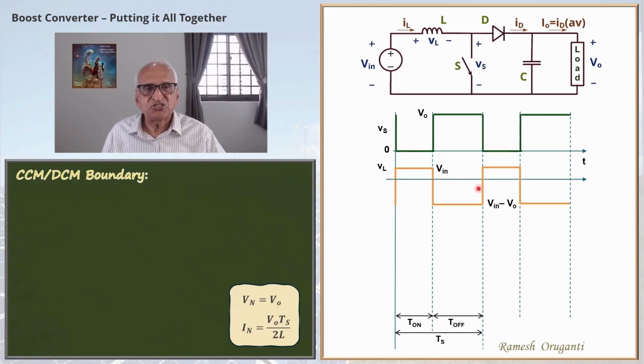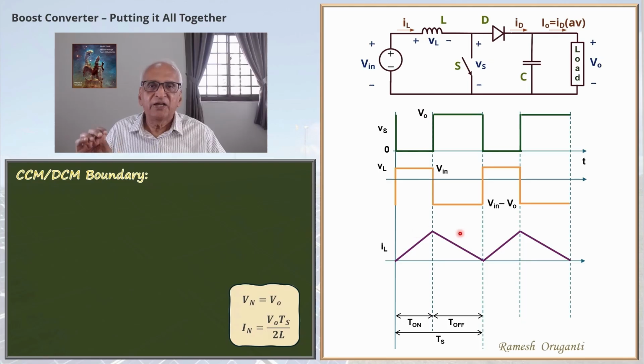IL waveform is as shown. Notice that the wave shape remains the same as in the CCM case. Delta IL is the same. The inductor current returns to 0 at the end of the cycle and immediately rises when the switch is switched on again. Current starts from 0, goes up at a slope of Vin by L, goes to the peak IP, and then when the switch is switched off, the diode conducts and the current falls at the rate of Vin minus Vo by L and reaches 0, and immediately the switch is switched on and the current goes up again. This is the boundary inductor current.